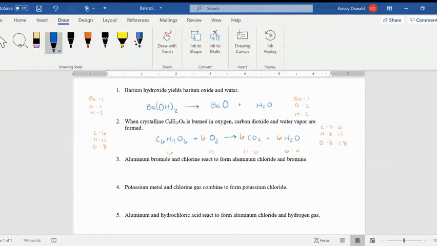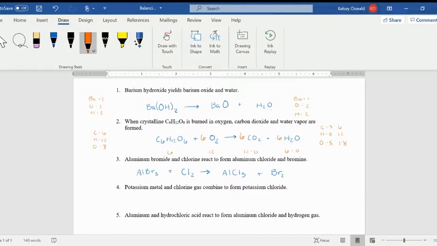Okay, so for the next one, we have aluminum bromide. That's going to be AlBr3 because aluminum has a +3 charge and bromine's only -1. And chlorine. Remember chlorine is another one of our diatomics, so that's going to be Cl2. And that's going to form aluminum chloride. Again, aluminum has a +3 charge, chlorine's only -1, so it's AlCl3. And bromine. Again, bromine is one of our diatomics, so that's going to be Br2.